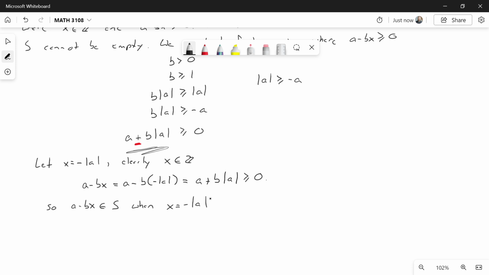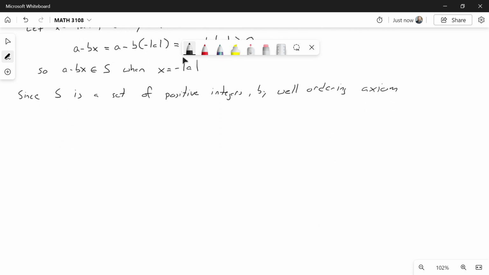Now what we're going to do is pick a very specific Q and a very specific R. We'll pick the R first. So since S is a set of positive integers, by the well-ordering axiom, S must have a smallest element.